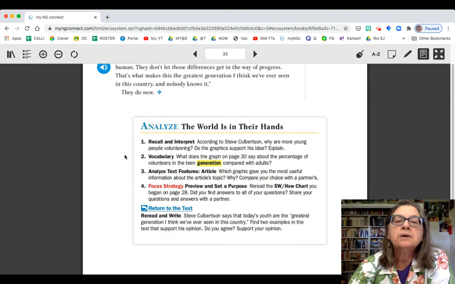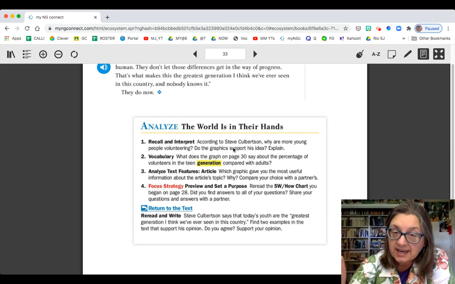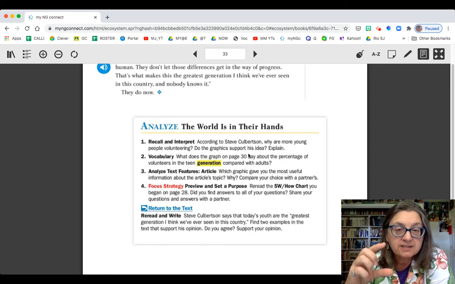So to respond to all of this, recall and interpret, remember and give it meaning. According to Steve Culbertson, why are more young people volunteering? Why? What do you find in the story that tells you what he thought was the reason why? So you're going to look back at the things that he said, and then you'll also look at the graphics to see if that supports what he's saying. The facts in those graphs. Does it support what he's saying?